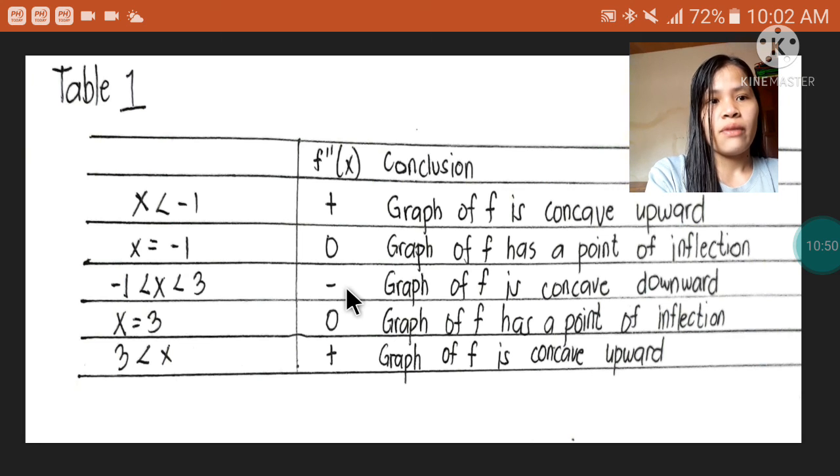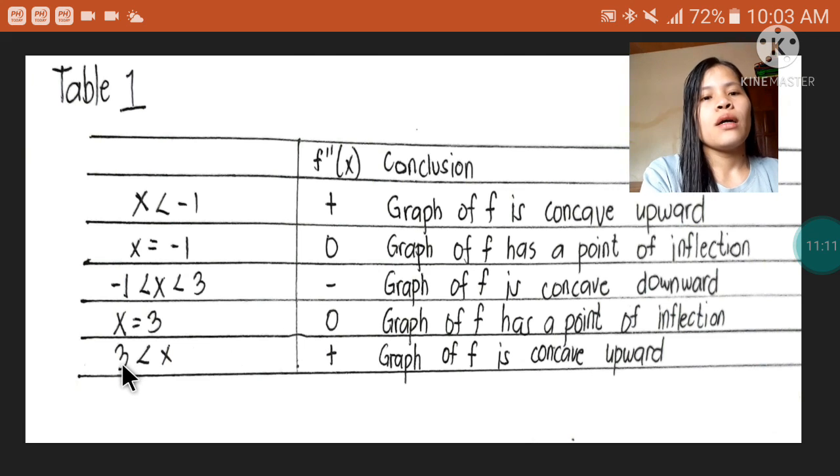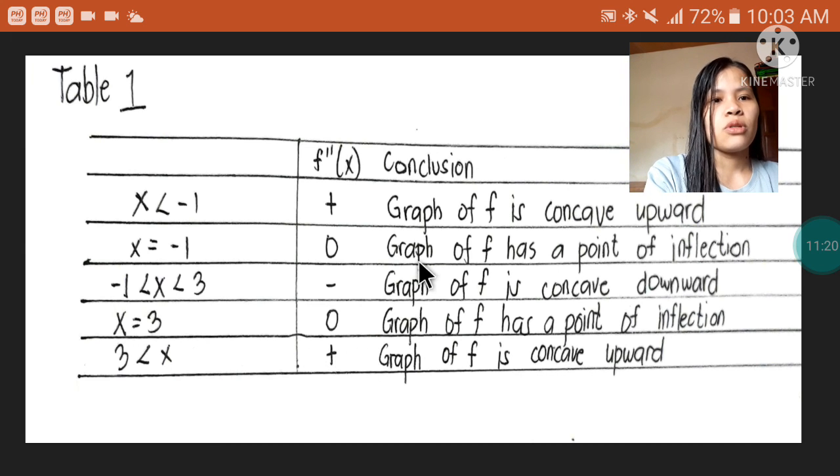Okay. Next is x is equal to 3. So, it is derived again, and the graph of f has a point of inflection, because the result is 0. So, it is at a point of inflection. Okay. And the last is 3 less than x. Therefore, the result is positive. Then, the conclusion is the graph of f is concave upward. Okay.